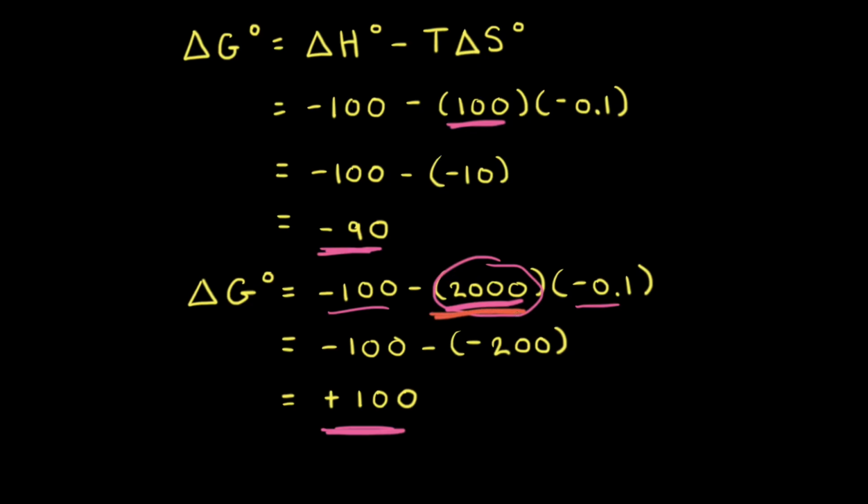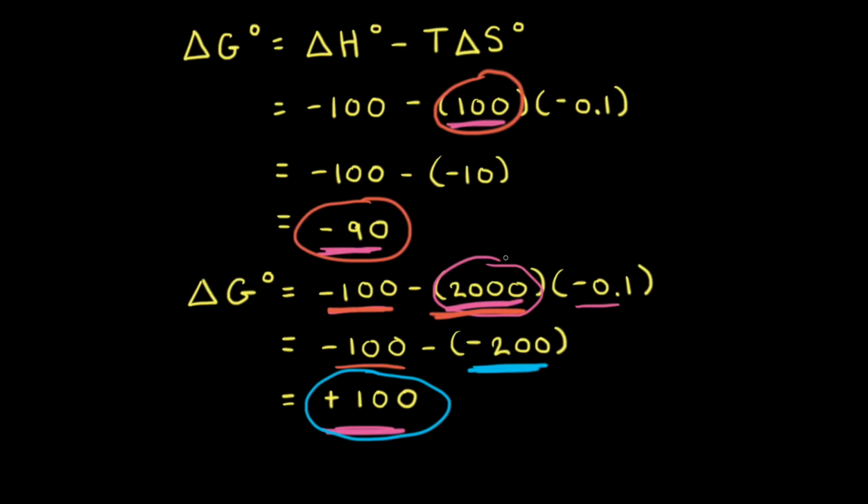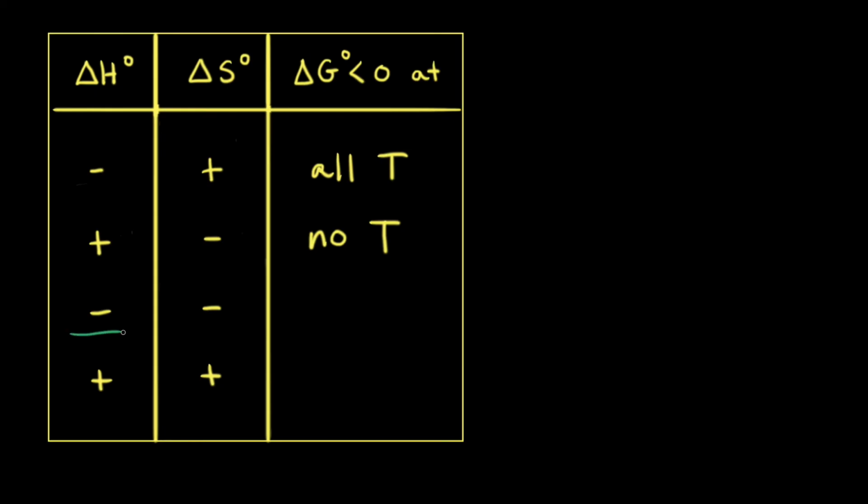So at this higher temperature, even though the enthalpy term is favorable, now the unfavorable entropy term outweighs the favorable enthalpy term and gives us a positive value for delta G naught. Therefore, at a relatively lower temperature, delta G naught is negative. However, at a higher temperature, delta G naught is positive. So when delta H naught is negative, that's favorable, but when delta S naught is negative, that's not favorable. And we just saw from the calculations that delta G naught will be negative at low temperatures. So let's write that in here in our chart.